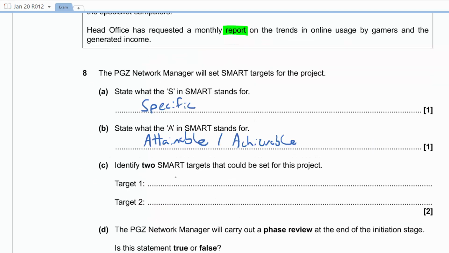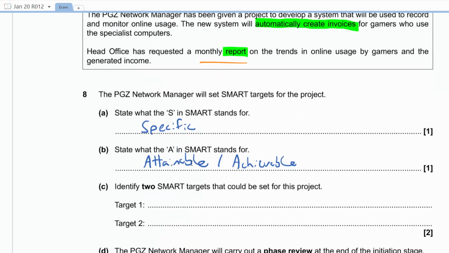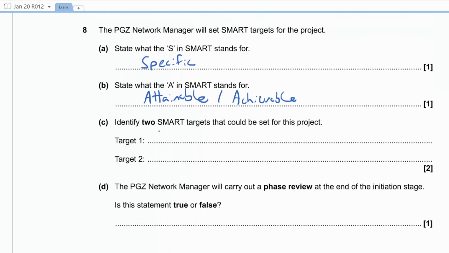Okay, we now need to identify 2 SMART targets that could be set for this project. It's only worth 2 marks, we don't need to write loads and loads here. And having highlighted stuff is now helping us because we can look at what specifics are mentioned in this scenario. You've got to make sure it's specific to the scenario. So we could say monthly report is a good one. It gives us some time every month. So we could say every month a report should be created.